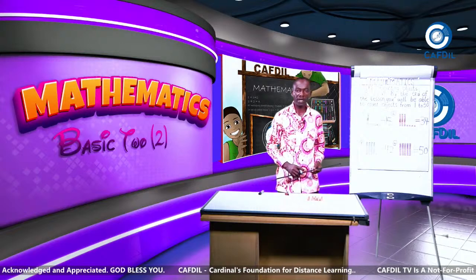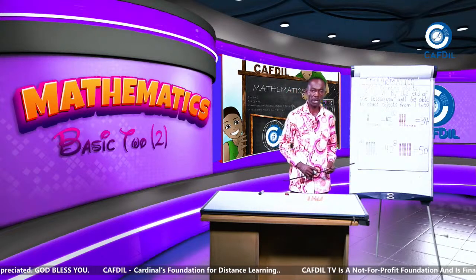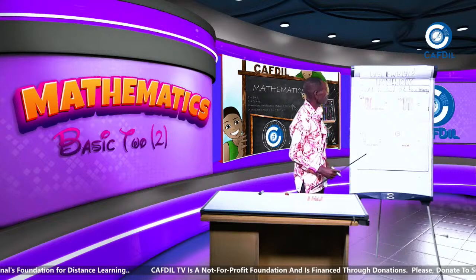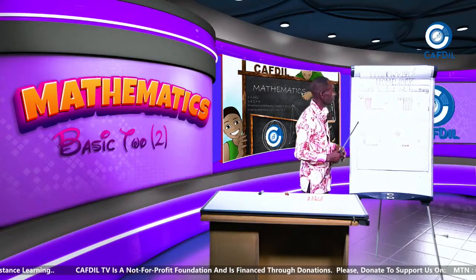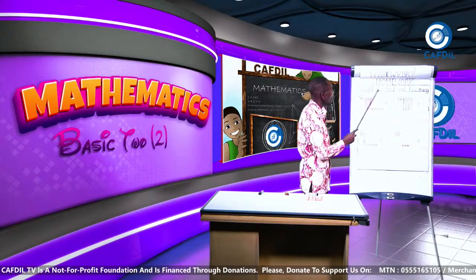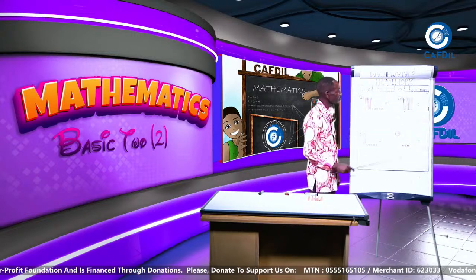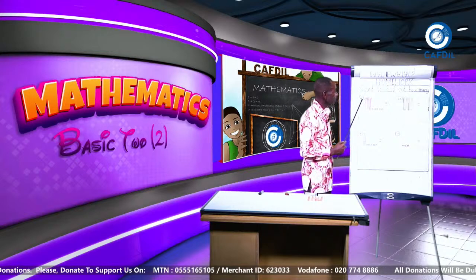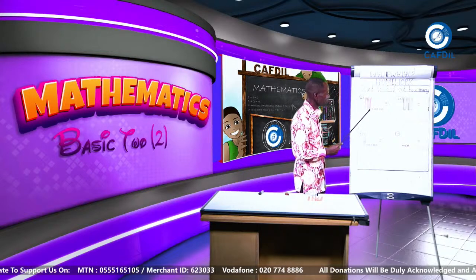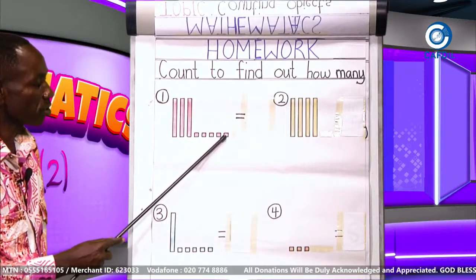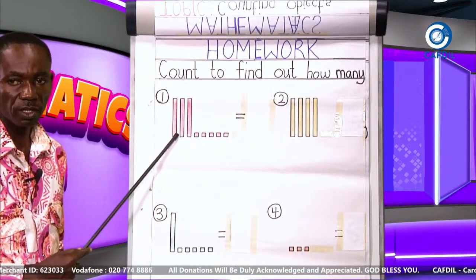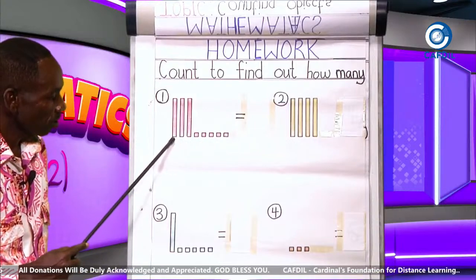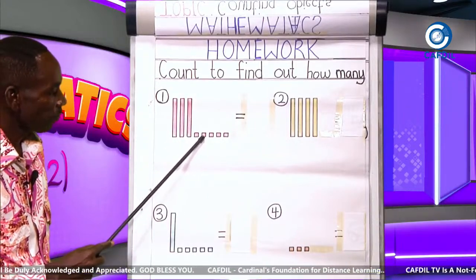Before we end, let's have our homework. Count to find out how many. Number 1, 3 longs, 5 cubes.